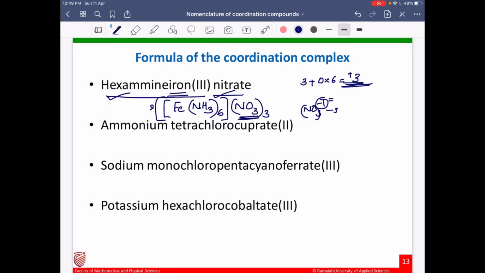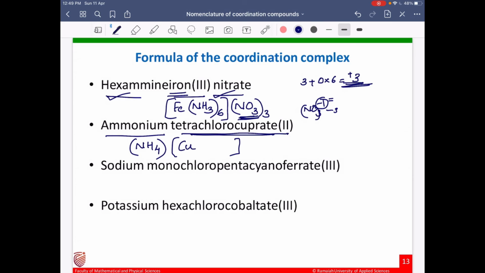So we will write the formula like this: Fe, NH3 6, and NO3 thrice. Next one, ammonium tetrachlorocuprate(II). First is the cation, that is ammonium. First we will write it here. We don't know how many ammonium counterions should be there. Next is the anion. Now the anion is the complex ion, so we have to put it in a bracket.